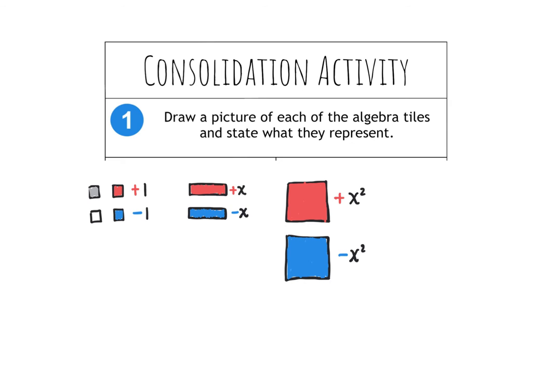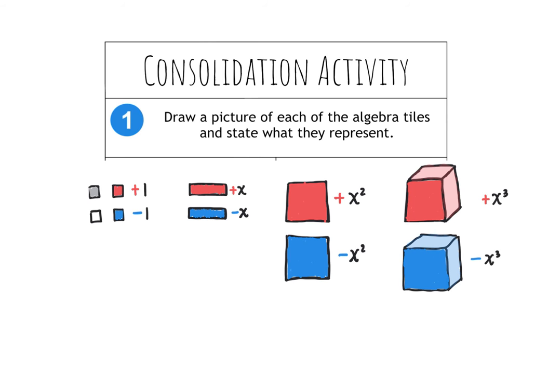And then finally, we'll have three-dimensional algebra tiles. The three-dimensional algebra tiles will be x times x times x, or x cubed. Red ones will be positive x cubed, blue ones will be negative x cubed.